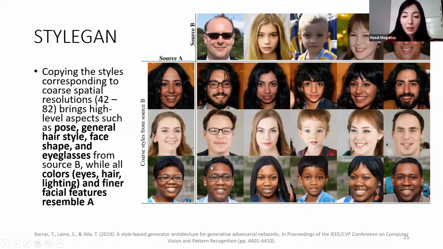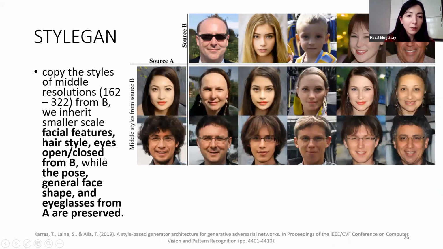For example, this column here all have eyeglasses because the eyeglass attribute is coming from source B. Or some other results, if we copy styles from middle resolutions, we can get facial features, hairstyle, eyes open or closed. Or let me see if I can give you some examples. Oh, okay, we can see again eyeglasses here, but if we take a look here, we can say that the hairstyle is almost similar in all the outputs here.